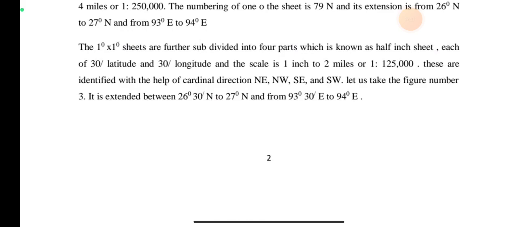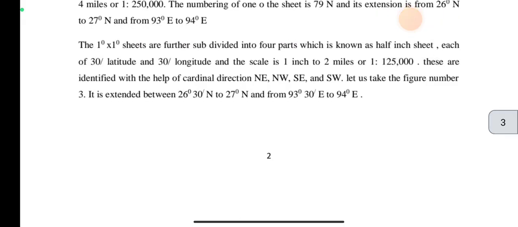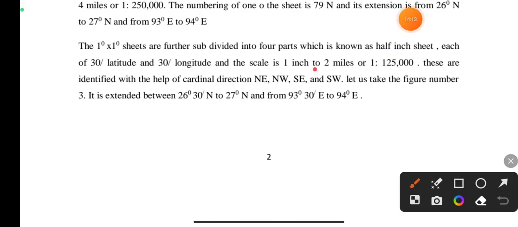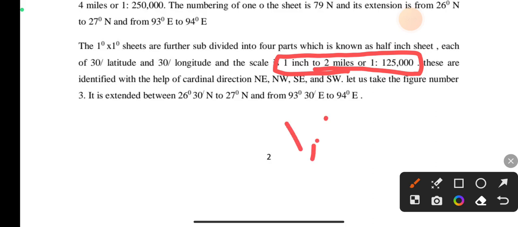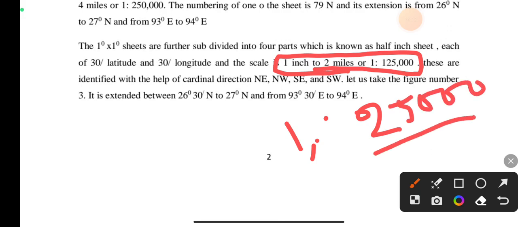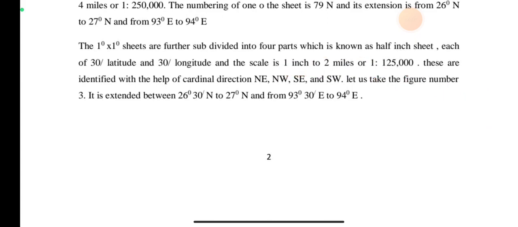to 2 miles, or 1 is to 2 lakh 25,000, 1 is to 25,000, right? Because 2 lakh 50,000 was there in the previous. Now we are dividing it by 2. So 1 lakh 25,000. We are getting 1,25,000.